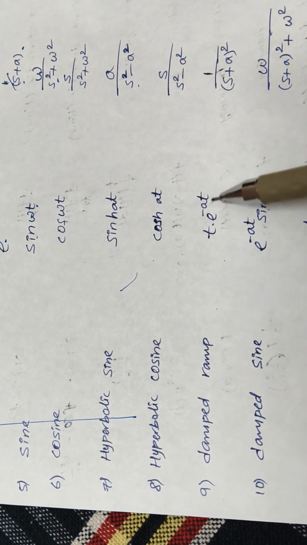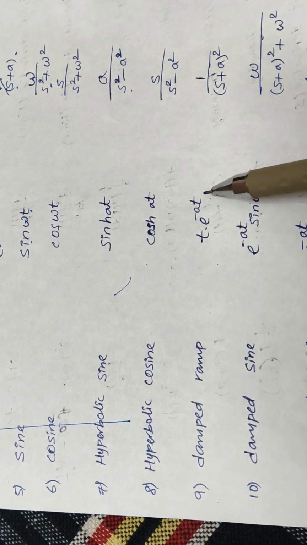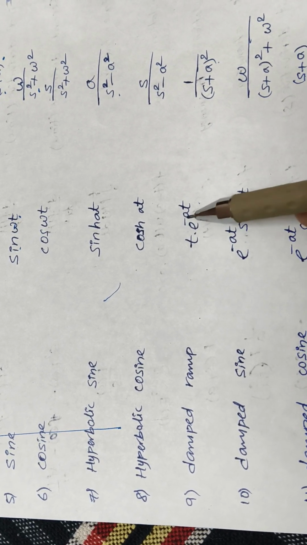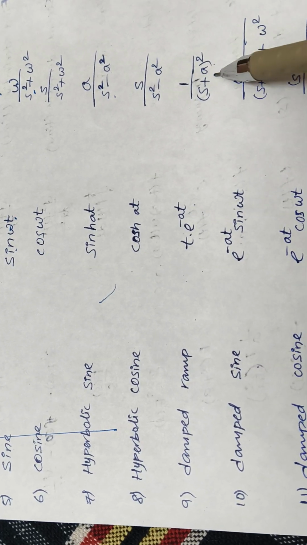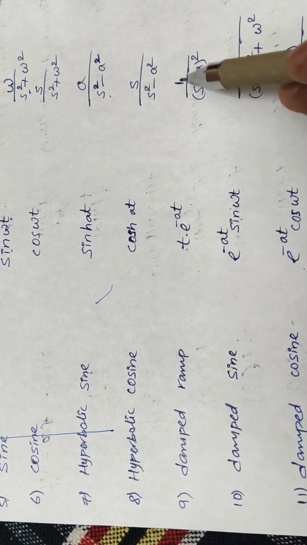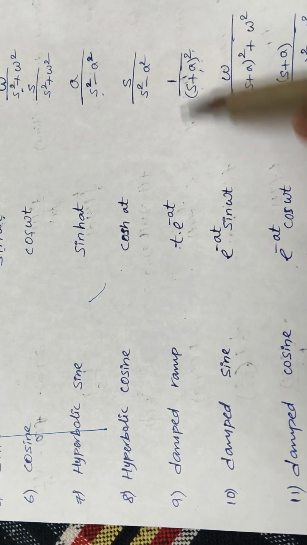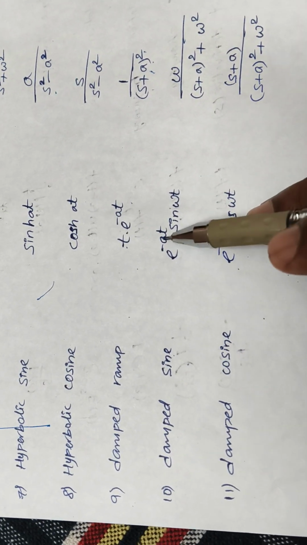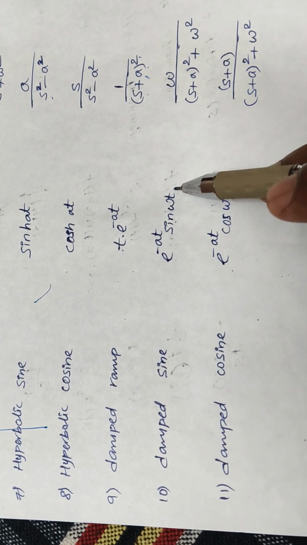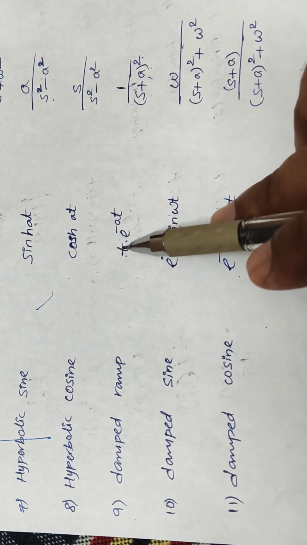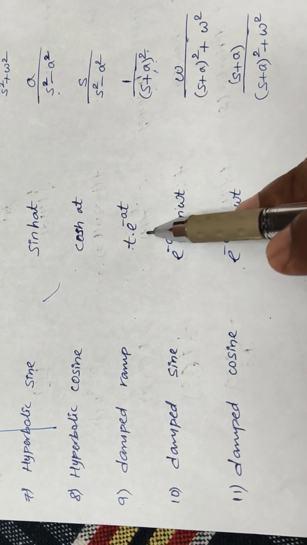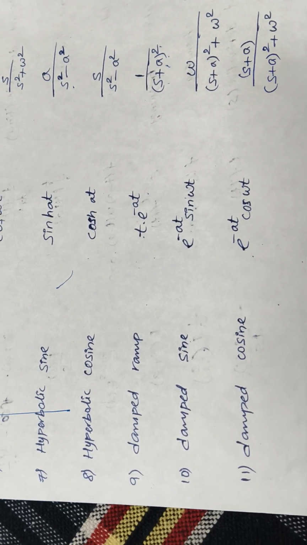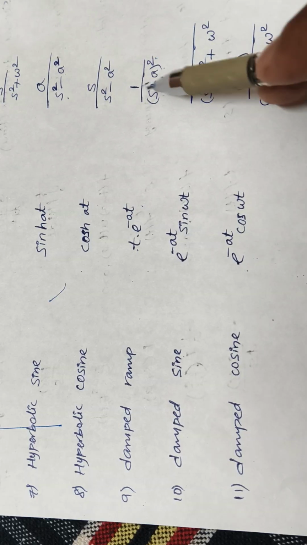Damped ramp, t into e power minus at. If you apply the Laplace transform, 1 by s plus a square. E power minus at is nothing but 1 by s plus a. When you are multiplying with t, you will get 1 by s plus a square. Damped sine waveform, e power minus at into sine omega t. So generally, t is nothing but 1 by s, right? If you are multiplying t with e power minus at, you will get 1 by s plus a square.